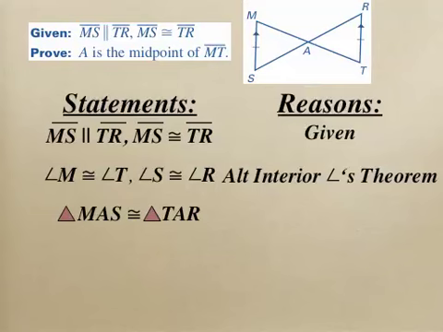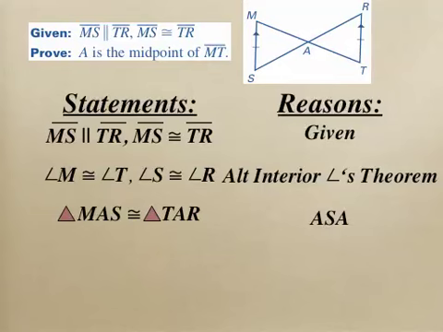Now, because I used the alternate interior angles theorem, and I know that two angles and the included side of one triangle are congruent to two angles and the included side of another triangle, I would use the angle side angle theorem, or congruence postulate. Now, if you use the vertical angles and just one alternate interior angles theorem, then you would have angle angle side. Both of them are completely valid ways to write this proof. Both of them will get you to the fact that triangle MAS is congruent to triangle TAR.